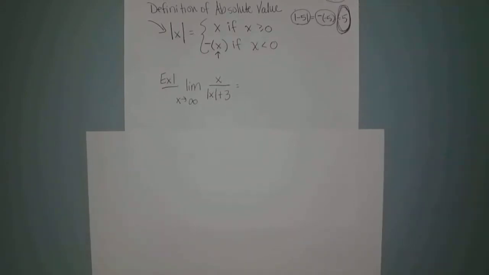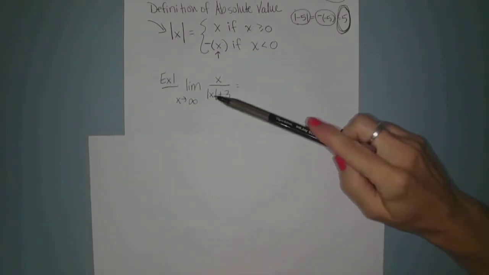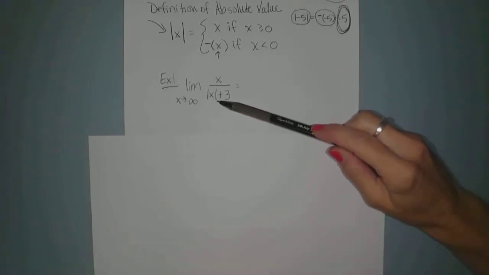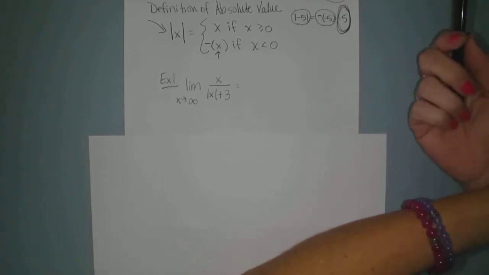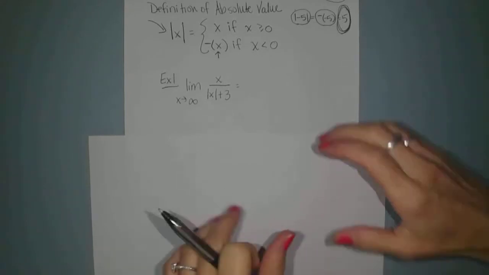Example 1 says we're going to take the limit as x approaches infinity of x divided by the absolute value of x plus 3. So just like with any limit, the first thing we're going to do, actually no, I lie. We were going to plug it in, but I think we'll reverse that. When you have a limit and there are absolute value bars, let's just work right off the bat to get rid of those absolute value bars. We basically don't want to do a limit with absolute value bars in it. So let's take a look at our definition and the limit.